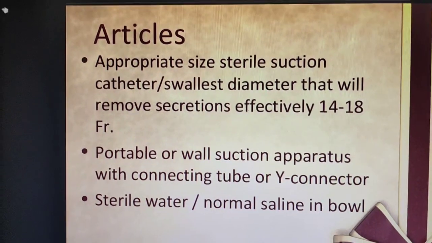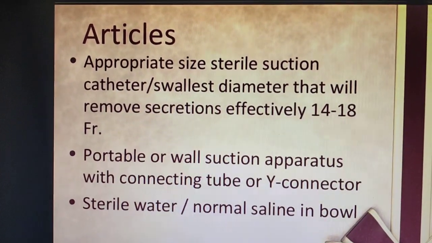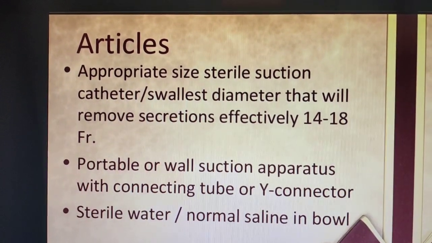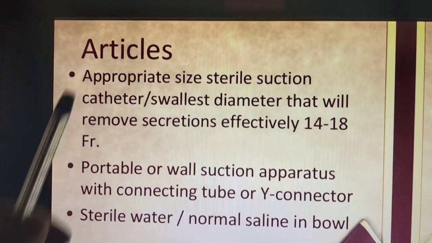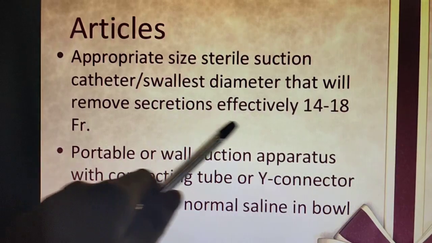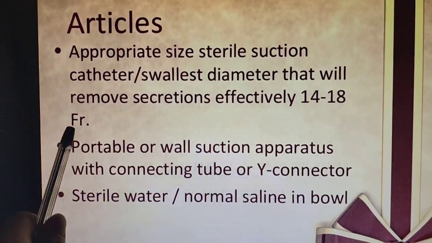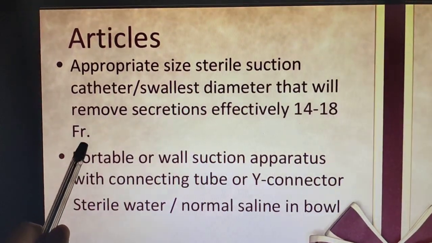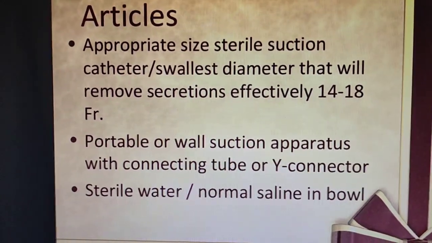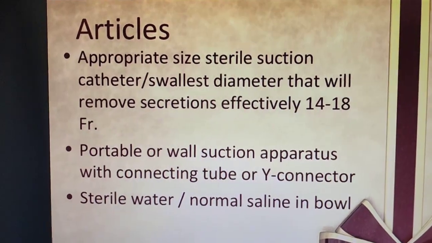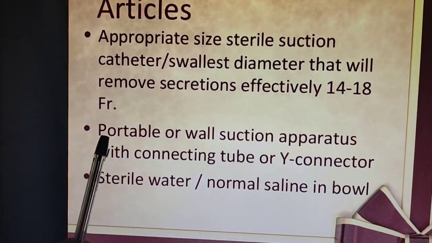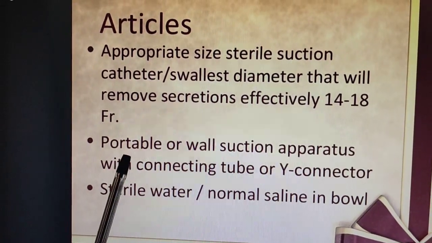Then what are the articles which are required? The appropriate size of a sterile suctioning catheter. In the first slide, I have shown the catheter. We have to take the appropriate size of suctioning catheter depending upon the infant, the child, or the adult. For the adult, we are using 14 to 18 French. Clear? And the portable or wall suction apparatus with a connecting tube is important. Previously, portable means what? We can take that apparatus from place to place.